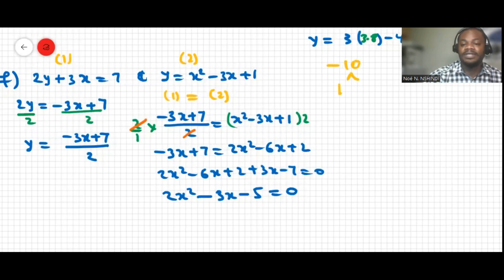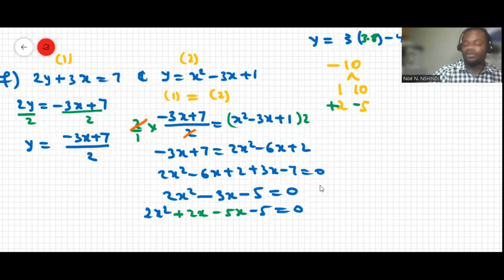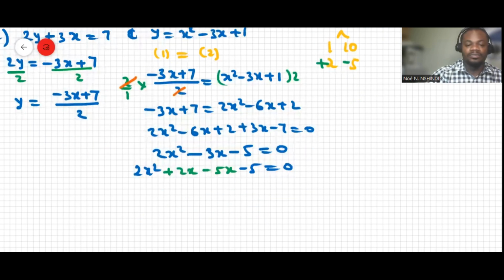And then we can list the factors, that are 1 and 10, 2 and 5. To get a sum of -3, we can do +2 and -5 there. And then this will become 2x squared plus 2x minus 5x, and then minus 5 equals 0. We can factorize these. We can take 2x as common factor, and then we can take -5 as common factor.